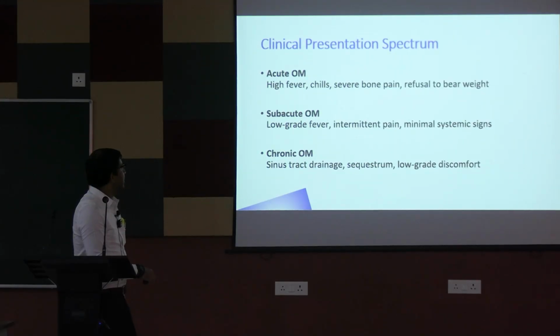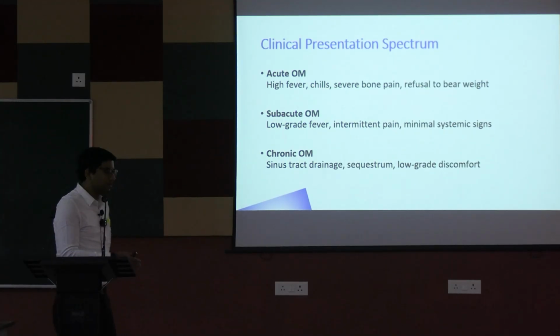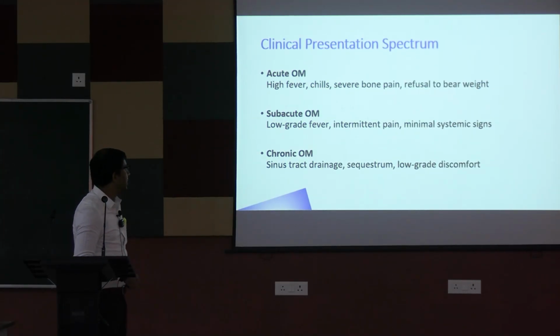Clinically, in acute osteomyelitis, the symptoms are more severe, the presentation is acute and severe, and the child has high fever with chills, severe bone pain, and in children with lower limb involvement, they refuse to bear weight.